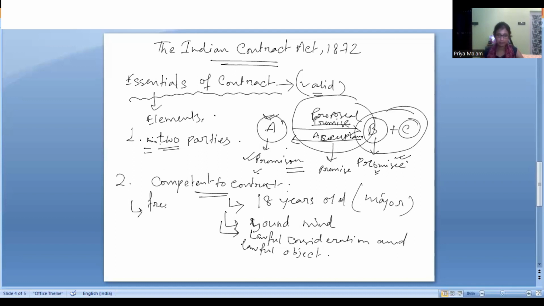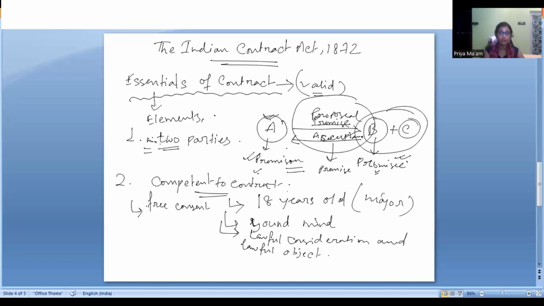Okay. So now the fourth one is free consent. It is very important and it is a deep concept. We will discuss this concept separately in a later class. So free consent means I am not forcing you to accept my proposal or to make the proposal. I am threatening Mr. B to accept my proposal. It is not free consent. Consent means your willingness, your willpower. You are willing to purchase this car. It is free consent.